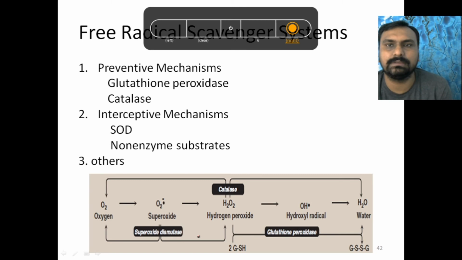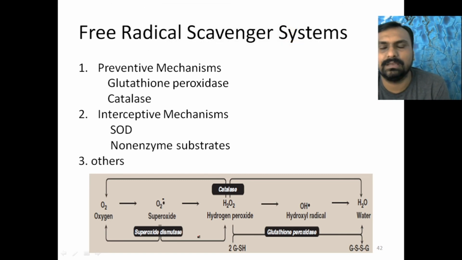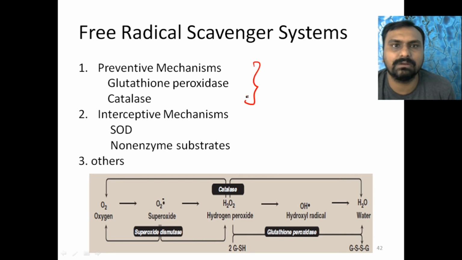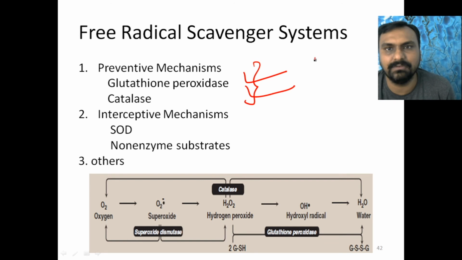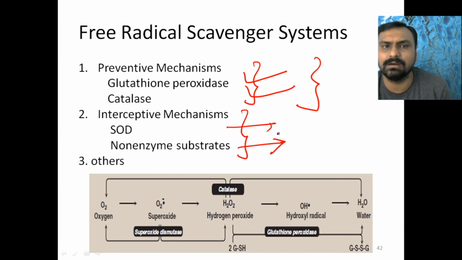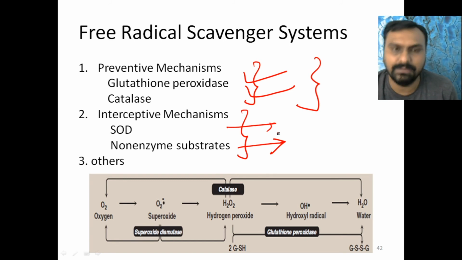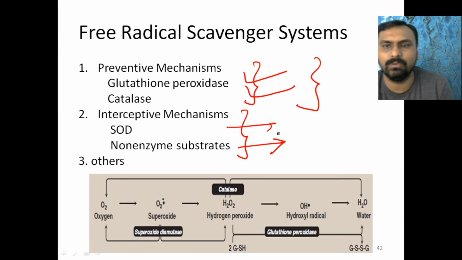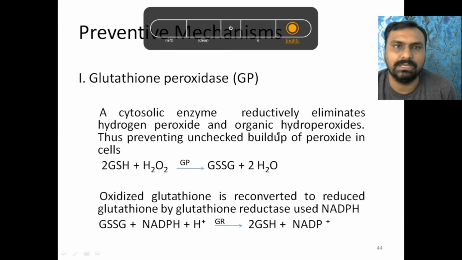So all this leads to damage of the cell membrane, and there are systems that will prevent free radical damage. Like enzyme preventive agents, glutathione peroxidase and catalase; we will see in detail in my next lecture about the antioxidants. Then chain-breaking agents like superoxide dismutase, and non-enzyme substances like minerals and vitamins, can prevent free radical injury. We will see in detail in my next lecture about the antioxidants.